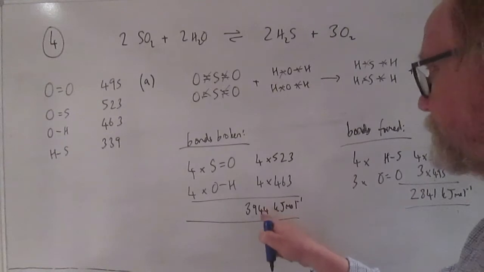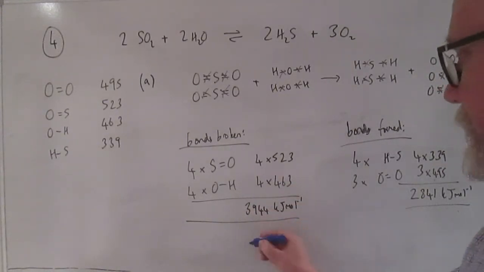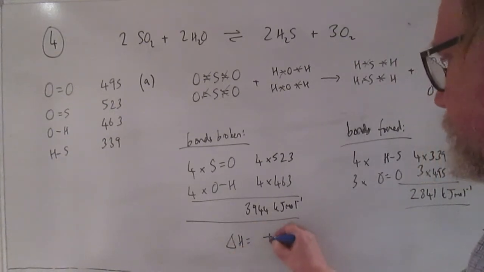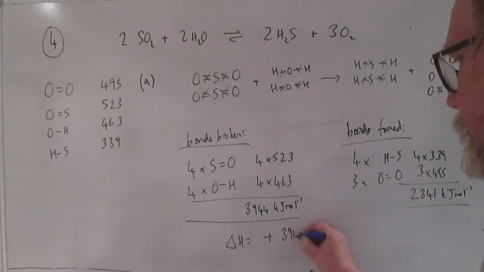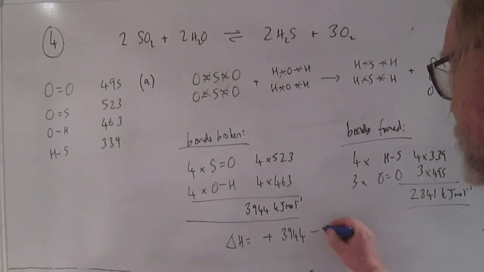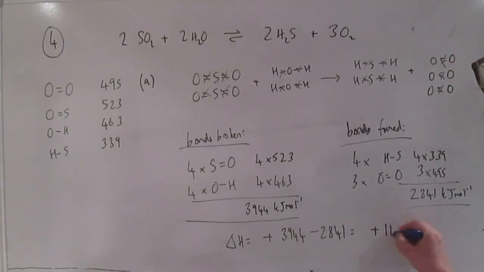Okay, so this is bond breaking. All these bonds have to be destroyed, so that's going to be endothermic. So we get that delta H is plus 3944. It's the endothermic contribution. But we're making these bonds, so that's exothermic, which is negative, so minus 2841. And that comes to plus 1103 kilojoules per mole.